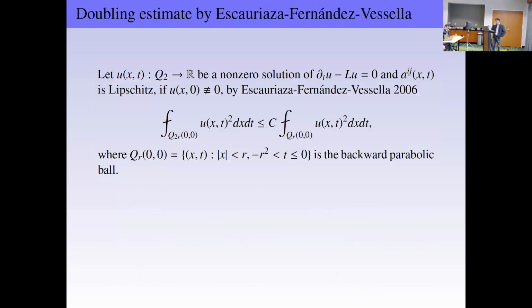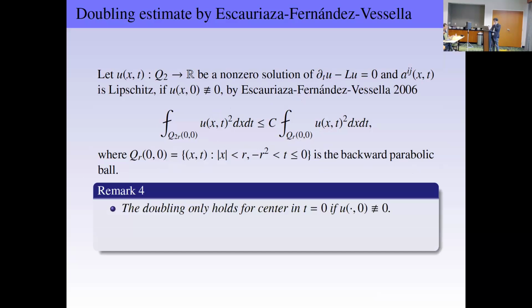Actually, in our proof, we need a doubling estimate. If we assume the leading coefficient Aij is elliptic, then it was proved by these three mathematicians that we will have a doubling. That means the L2 norm of u over the Q_2R ball is controlled by the L2 norm of u over the Q_R ball. Q_R is a backward parabolic ball.